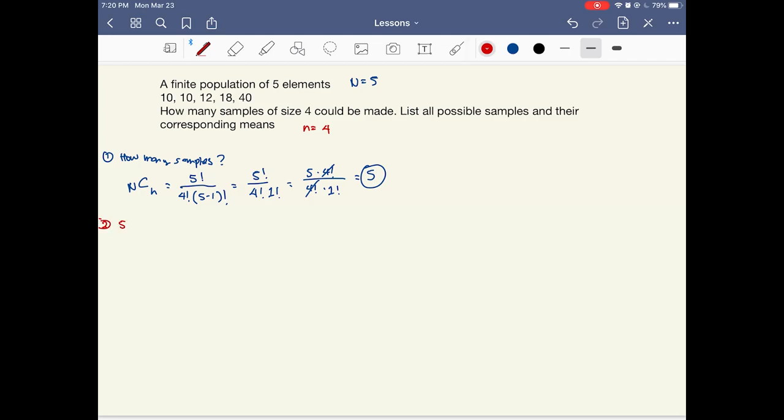So, 5 samples of size 4. Again, we're going to enumerate all of them. 10, 10, 12, 18. 10, 10, 12, 40. 10, 12, 18, 40. If I'm not mistaken, we have 10, 12, 18, 40 again.